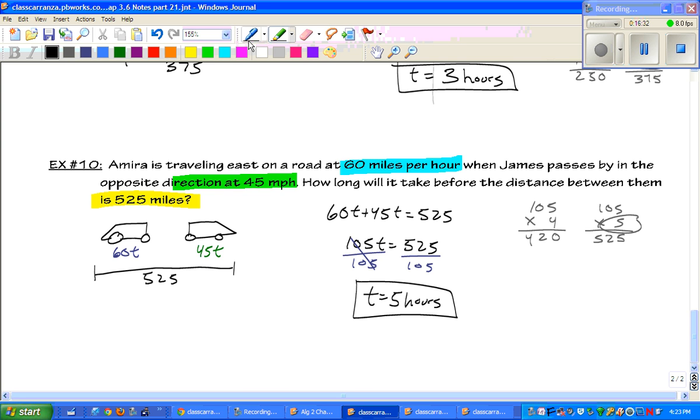All right, and there we go. So we got the two speeds right here. We got the 60t and the 45t, and then the distance. So I did the same thing over here. There's the distance and the 2 times. Okay, combine your like terms. I didn't know what that was when I divided, so I checked. 4 didn't work, 5 did. t equals 5 hours. Okay, well that's it for Algebra 2, Chapter 3.6 Notes, Day 2.